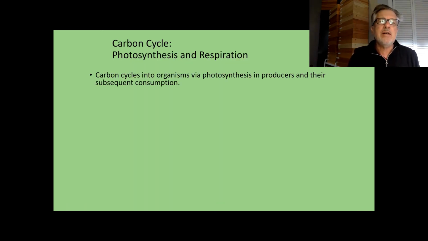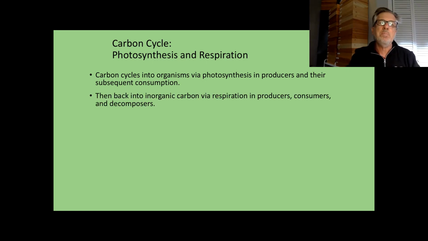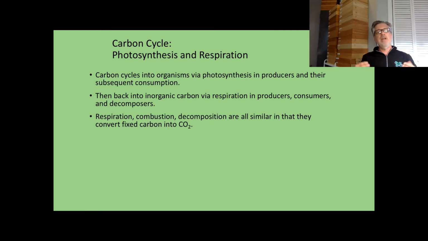The carbon cycle is really driven by photosynthesis and respiration. Carbon cycles into organisms via photosynthesis. The autotrophs have carbon that way, and then the heterotrophs eat the autotrophs or other heterotrophs, and they get their carbon that way. And then it goes back into inorganic carbon, which is carbon dioxide, via respiration in producers, consumers, and decomposers. Respiration, combustion, and decomposition are all similar in that they convert fixed carbon into carbon dioxide.